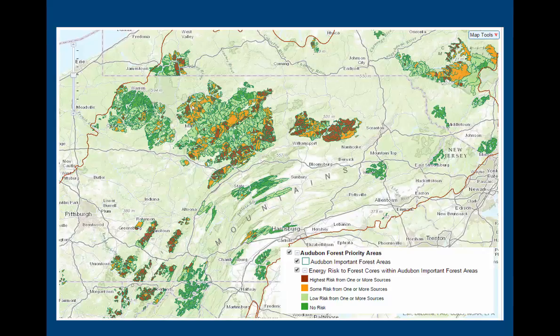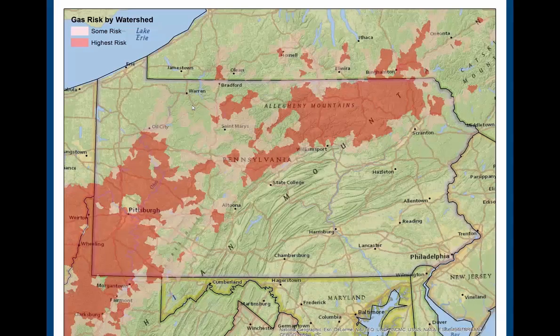However, with the ability to download the data and use it in your own GIS software, there are some more things you can do, and I'm going to provide you two examples of that. This map is depicting the gas risk by watershed. You can see these darker red areas have the highest risk, and the light pink areas have some risk. So we know these areas do have some risk.